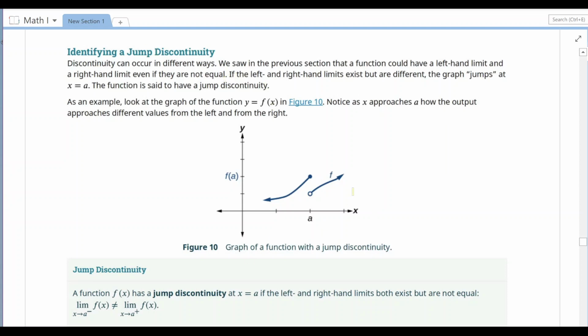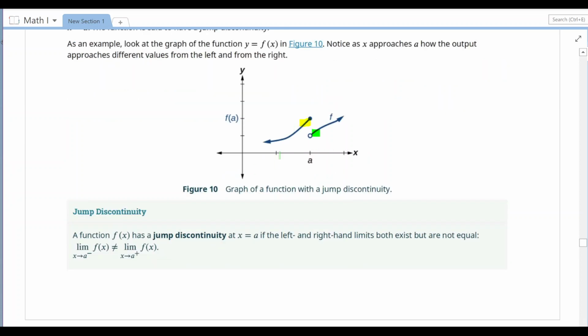This is the same graph as shown before, where the limit of the function as x approaches a from the left is not the same as from the right. This is the value as x approaches a from the right. Therefore, because the value as x approaches a from the left and from the right is not the same, we can decide that the function has a jump discontinuity as shown in this equation here.